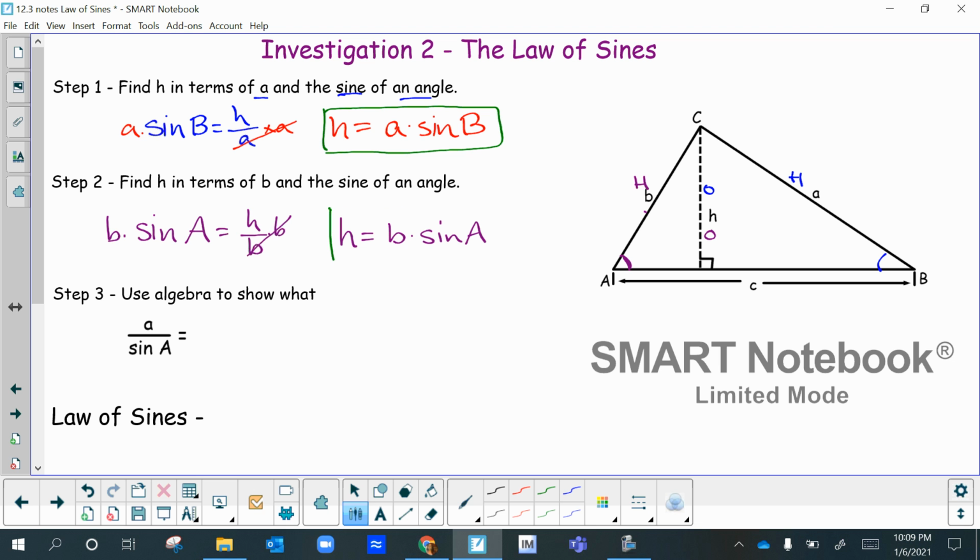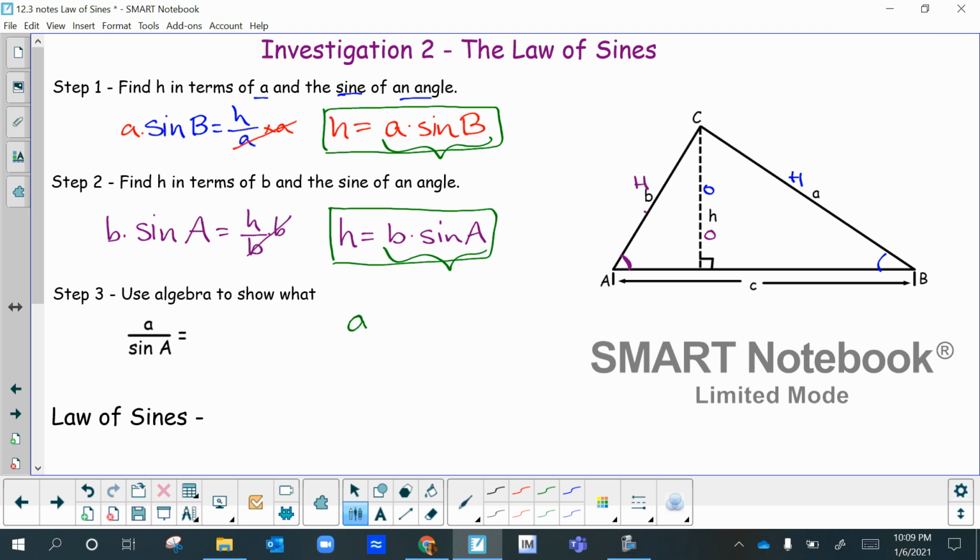If H is equal to A times sine of B and H is equal to B times sine of A, don't you think that this is equal to this, since both of them are equivalent to H? That is true. So in step 3, it says use algebra to show what A over sine of A is equal to, okay? So let's set these equal over here.